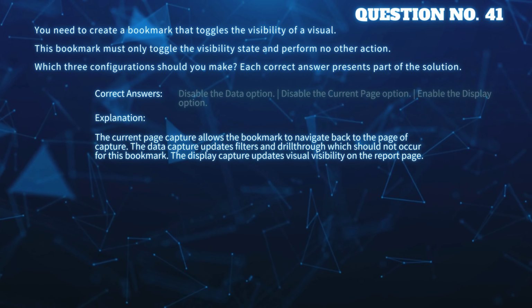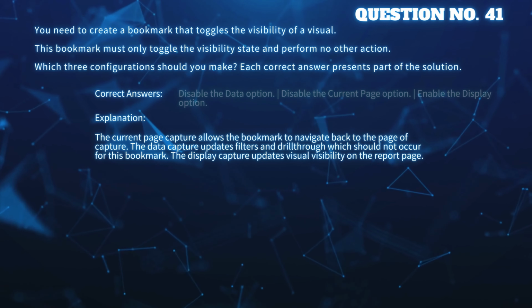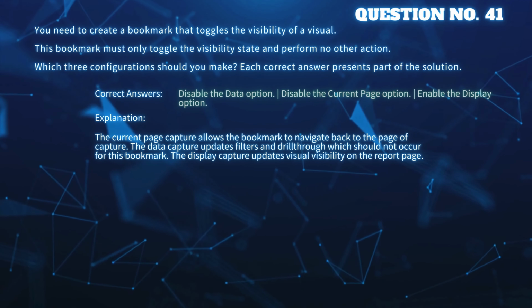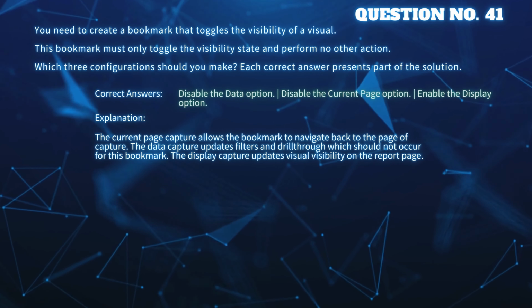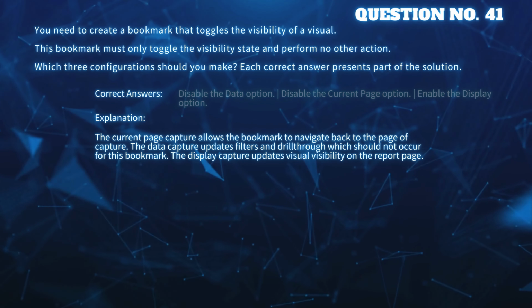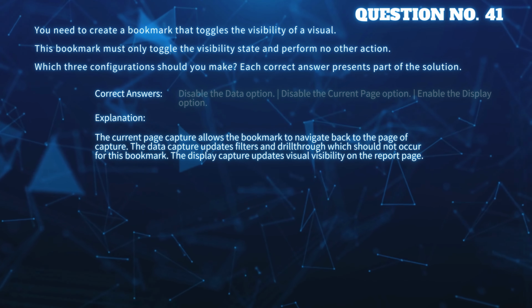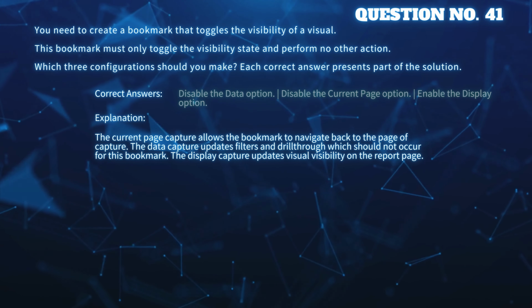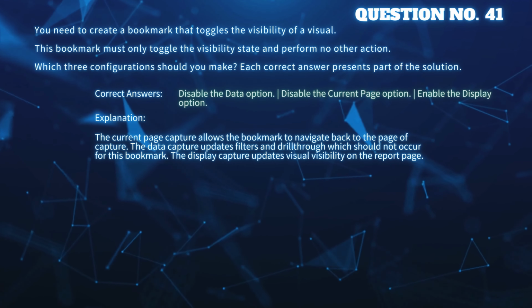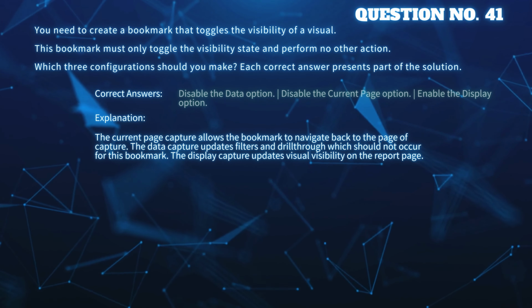Correct answers: disable the data option. Disable the current page option. Enable the display option. Explanation: the current page capture allows the bookmark to navigate back to the page of capture. The data capture updates filters and drill through, which should not occur for this bookmark. The display capture updates visual visibility on the report page.